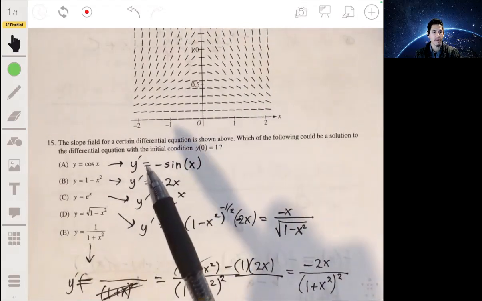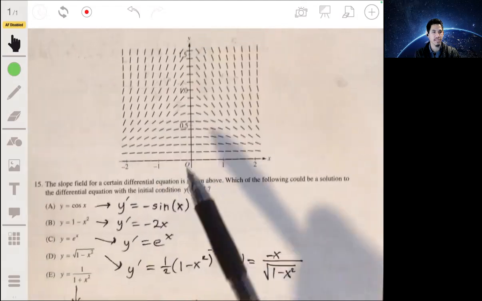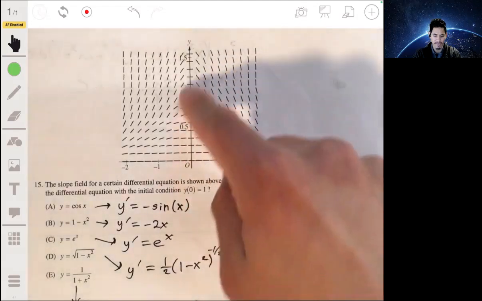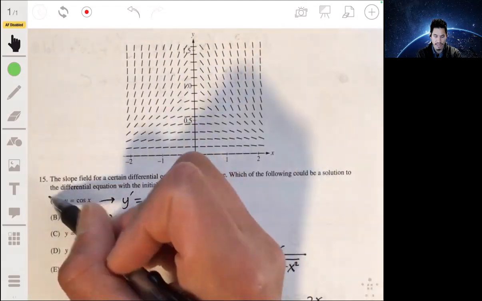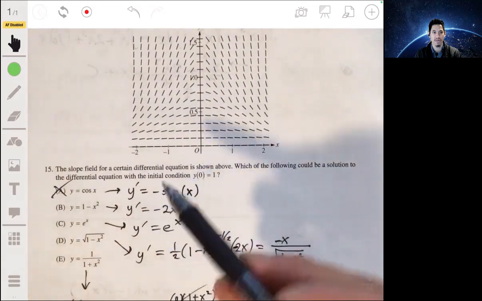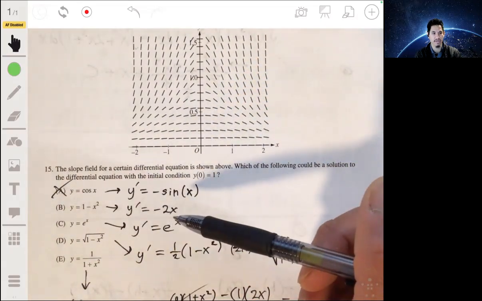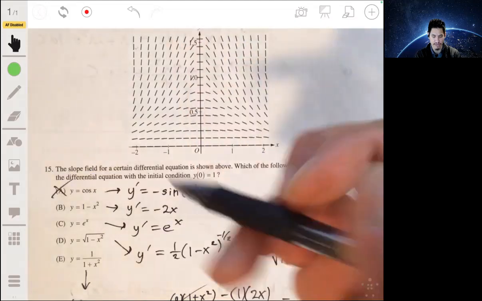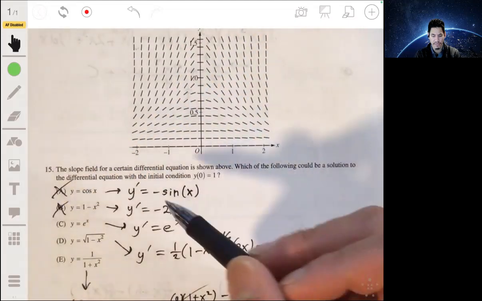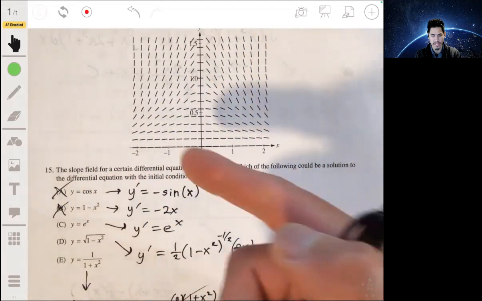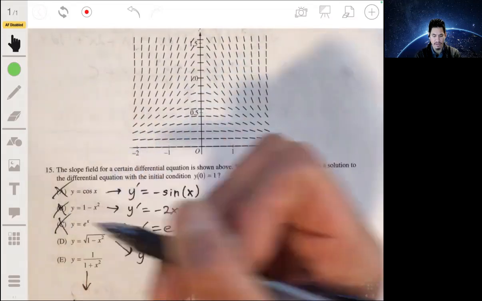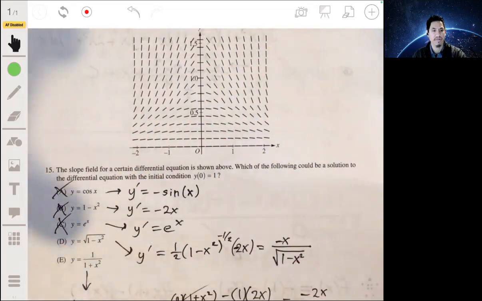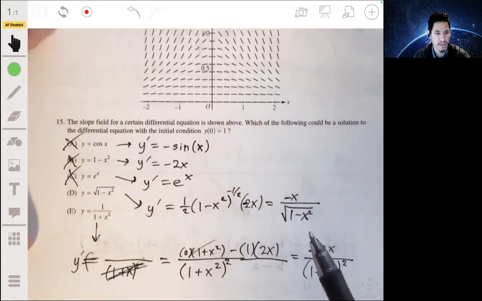Okay, so right away, we know it's not going to be a because this is not the graph of the sine of x. You should know that for sure. So it's not going to be a. It's not going to be b. This graph is not the graph of negative 2x either. You know, it's a linear graph. It's not going to be c either because e to the x is also not this graph. So d and e is pretty much what it would come down to.